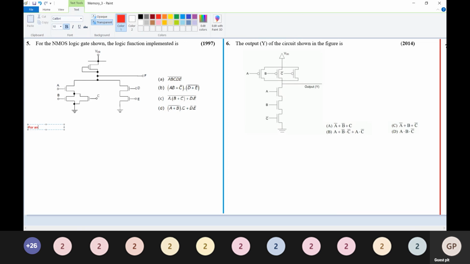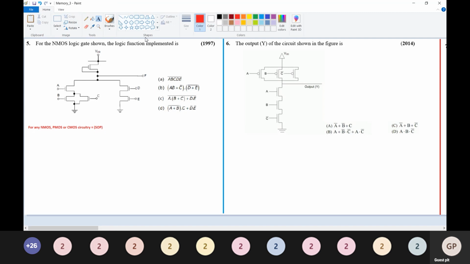For any NMOS or PMOS or CMOS circuitry, the expression will be given as an SOP expression, which will be in complemented form.